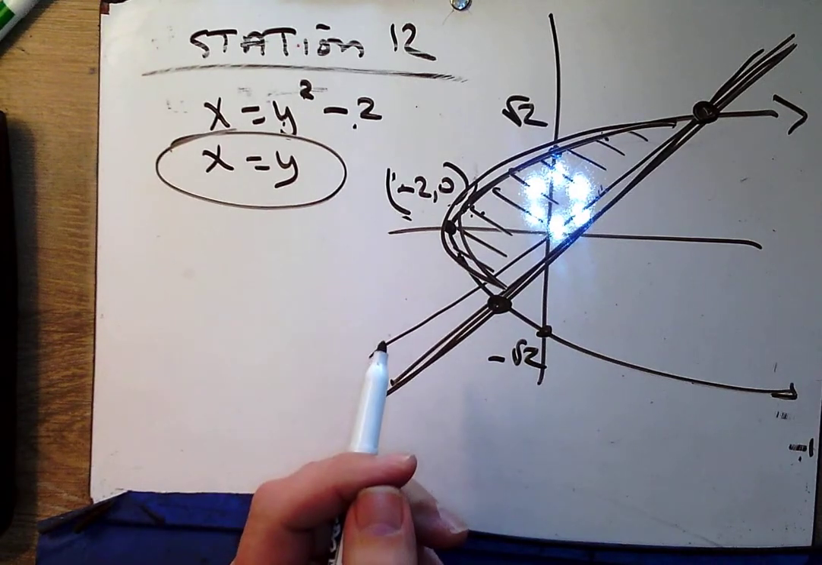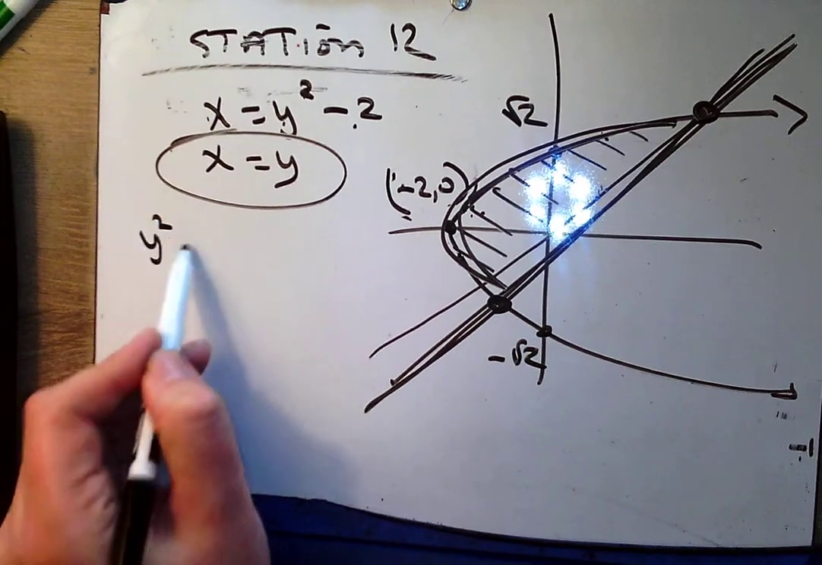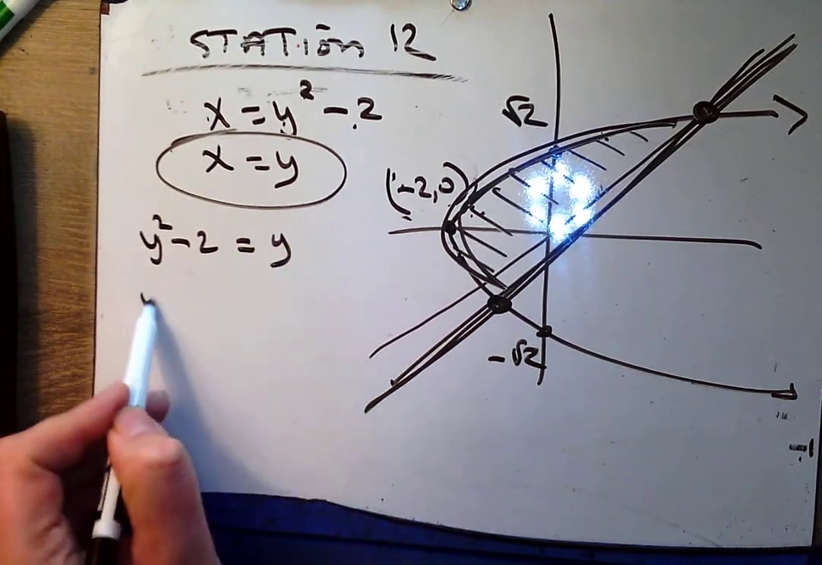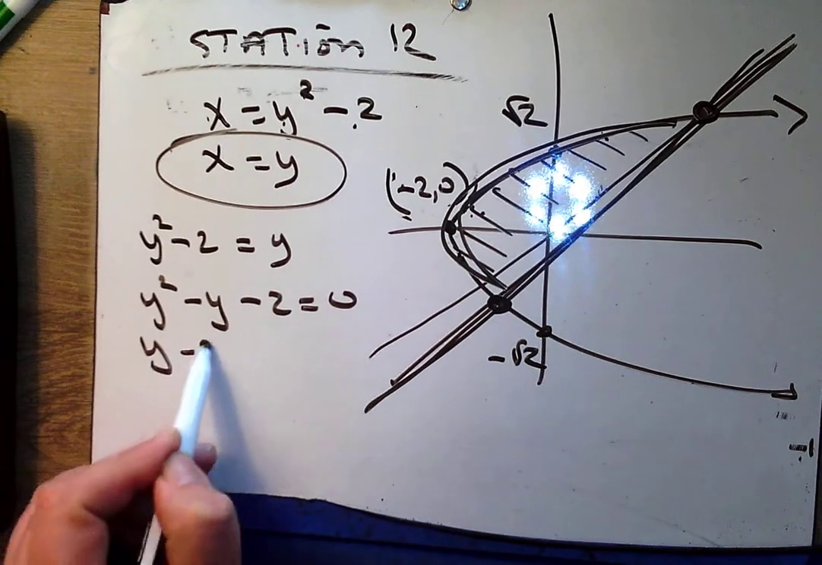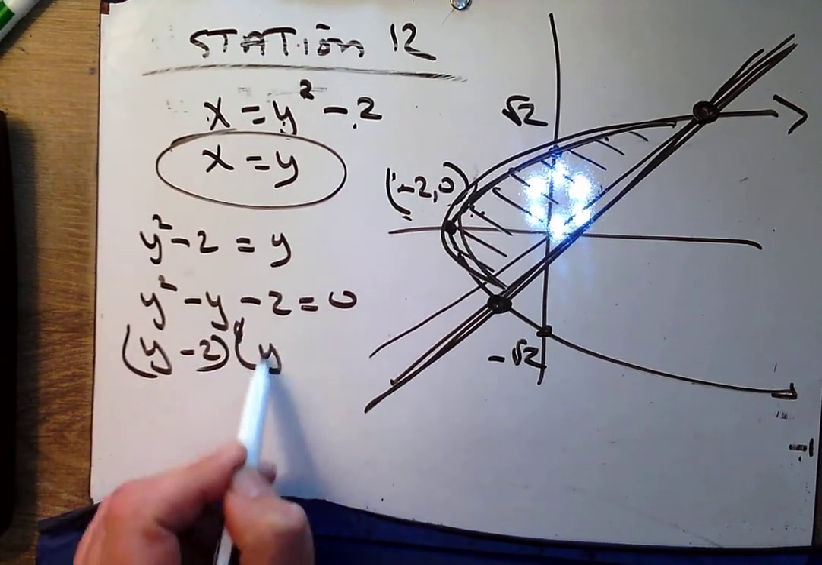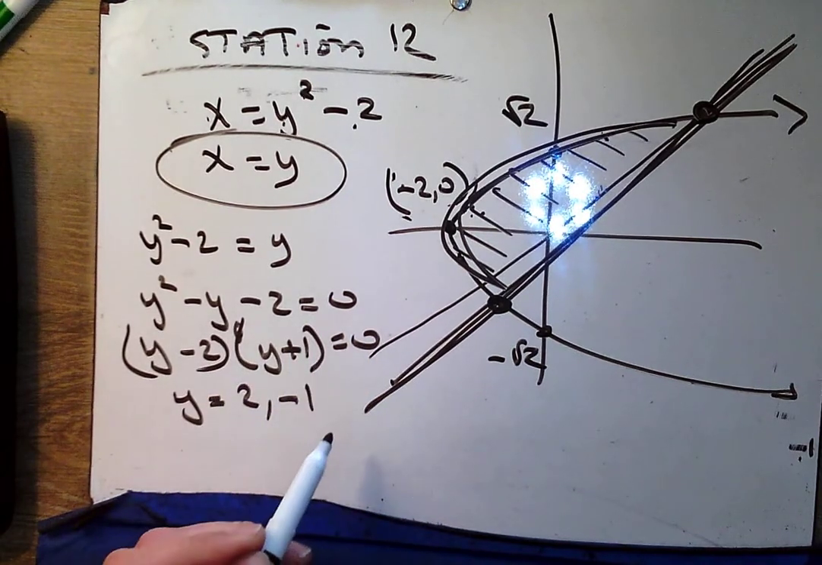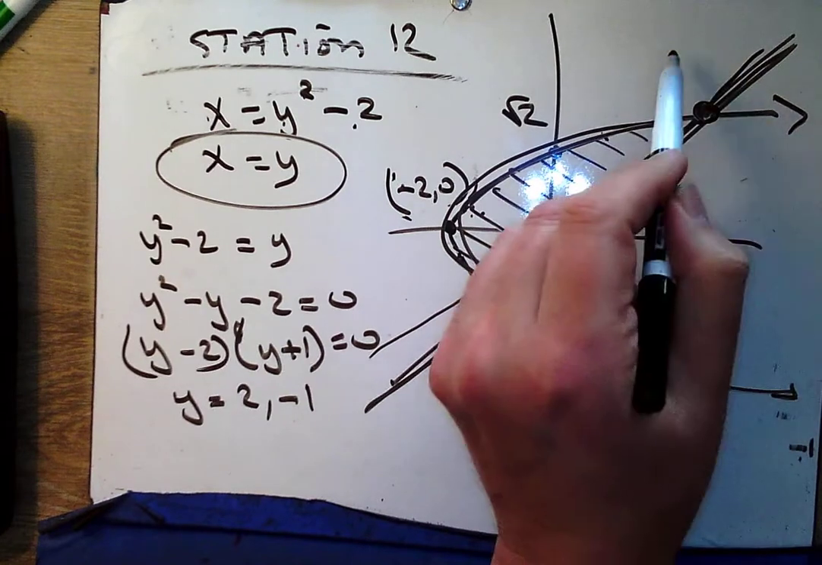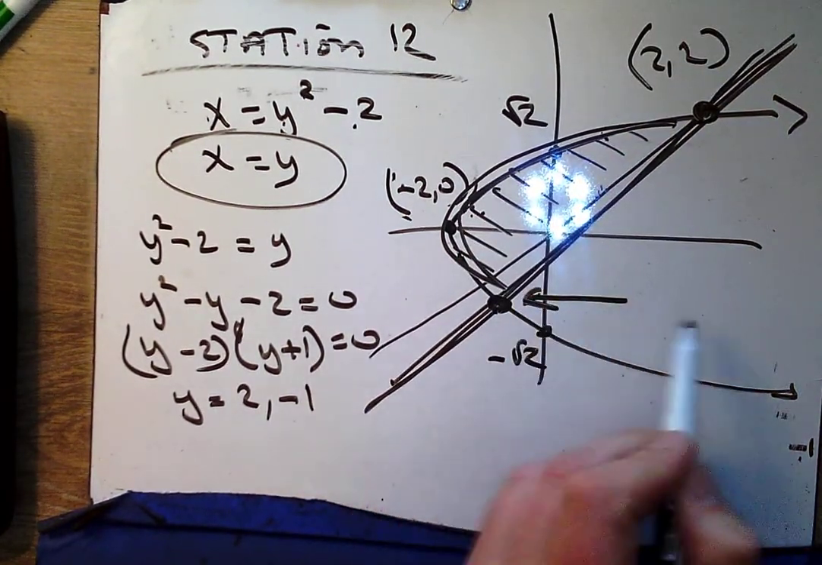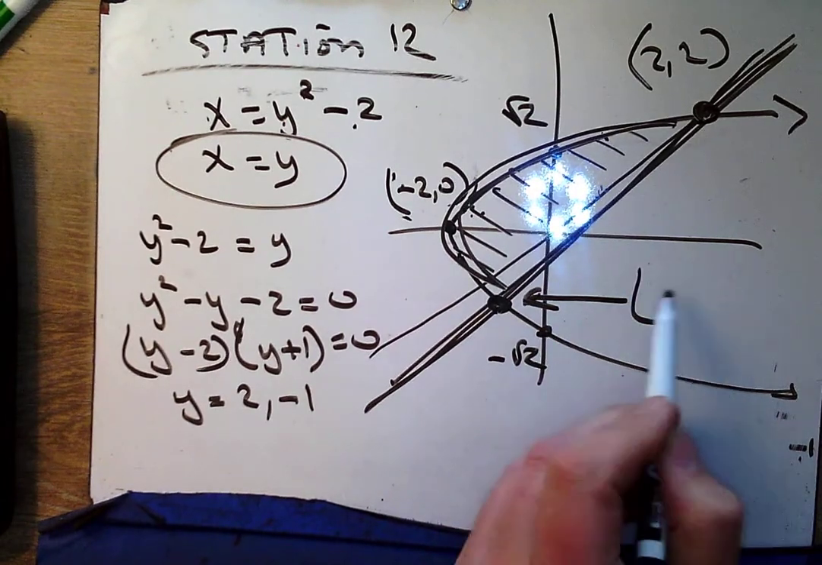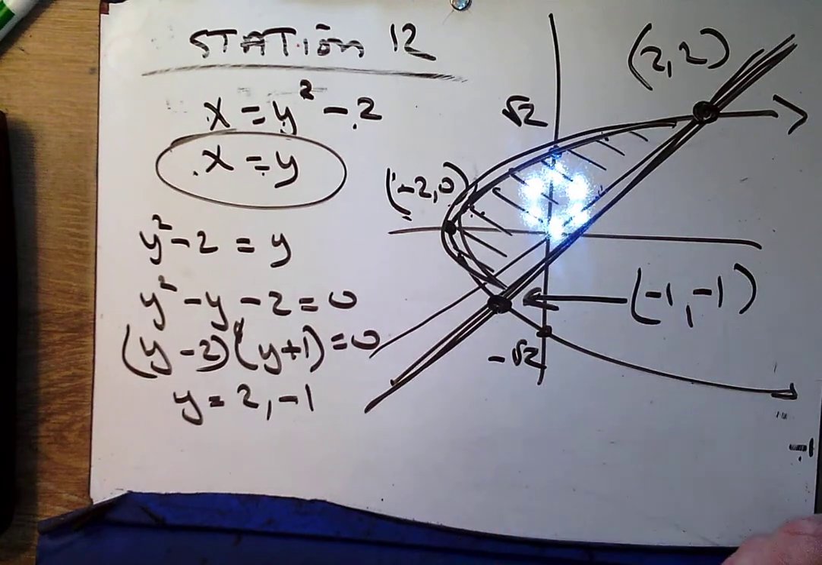I have my guess. So I'm going to set these equal to each other. y squared minus 2 equals y. y squared minus y minus 2 equals 0. (y - 2)(y + 1). And I get y equals 2 or -1. Well, here's y equals 2. And here's y equals -1. And since x equals y, that's my x value as well.